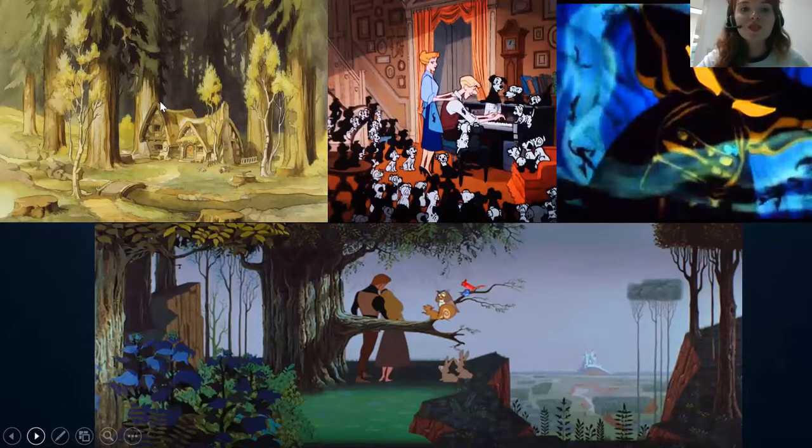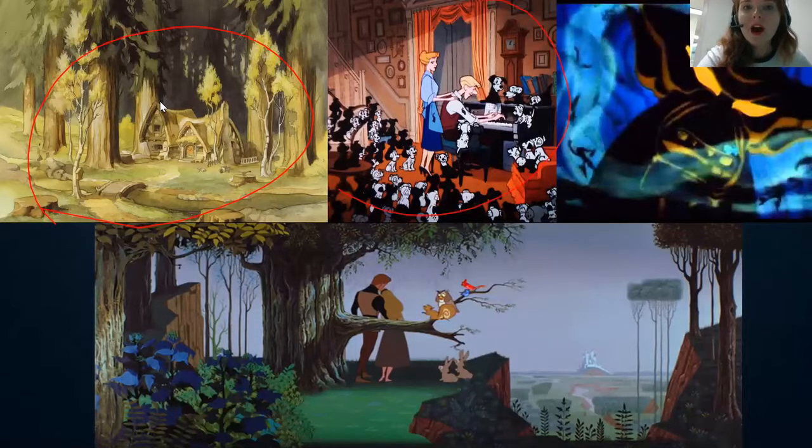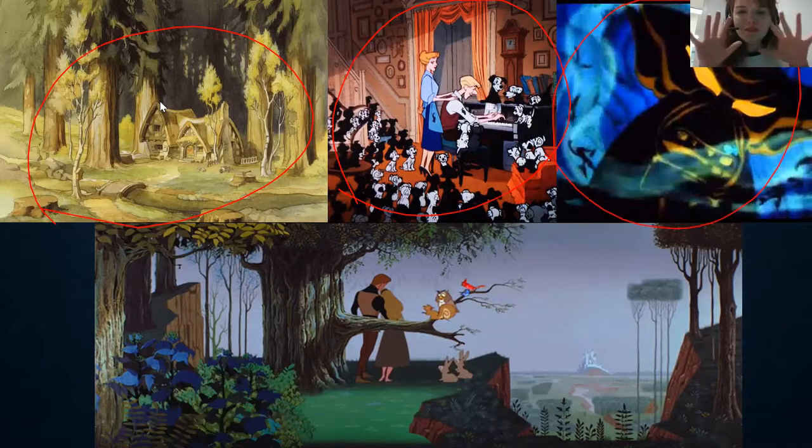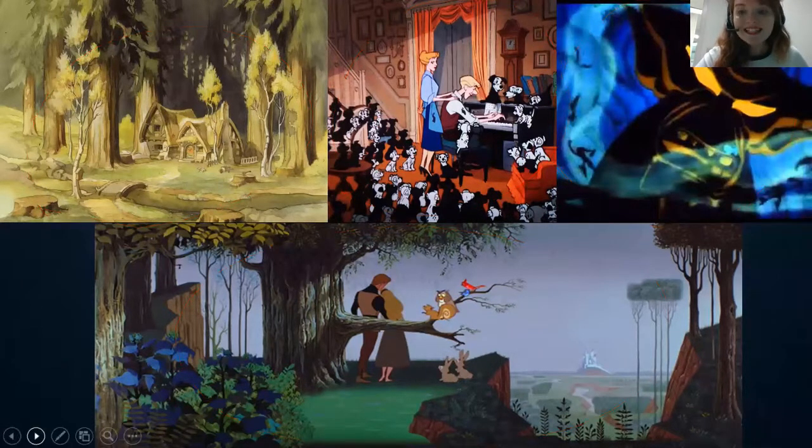So we'll talk about how German painting really influenced how Snow White looked. We'll talk about pop art and Andy Warhol and how that influenced 101 Dalmatians. We'll talk about German Expressionism and how its creepy vibes really influenced parts of Fantasia. And we'll talk about how the people who were creating Sleeping Beauty were really influenced by Renaissance art coming out of Italy. So there's a lot to talk about, and so let's get started.